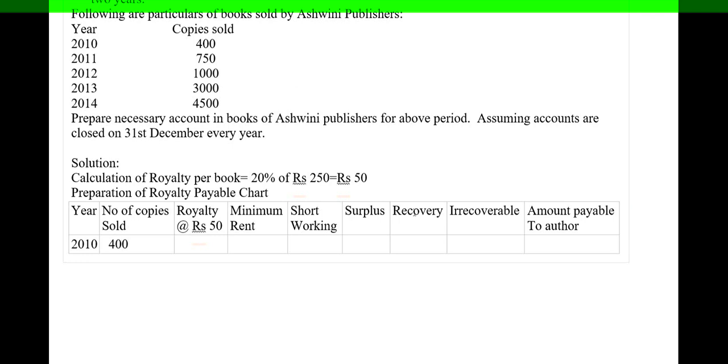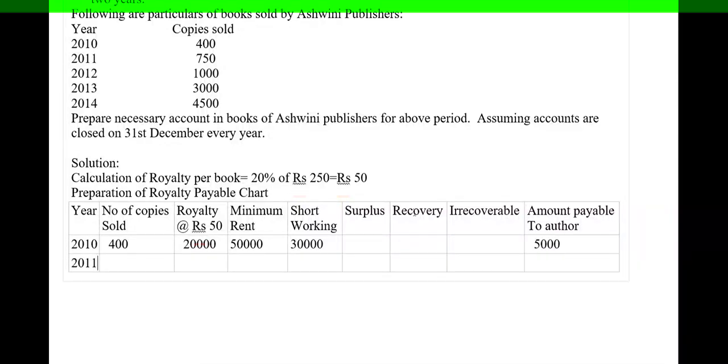So here 2010. So 400 copies are sold here. The royalty will be rupees 20,000. Minimum rent is 50,000. So the short working will be 30,000 here. So there is no surplus in the first year, so there is no recovery. So amount payable will be 50,000.